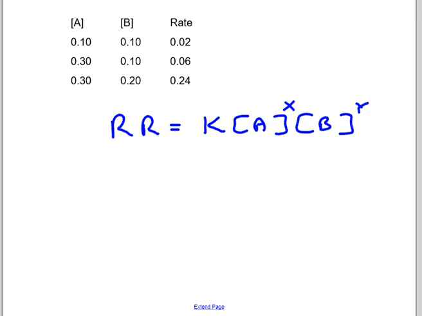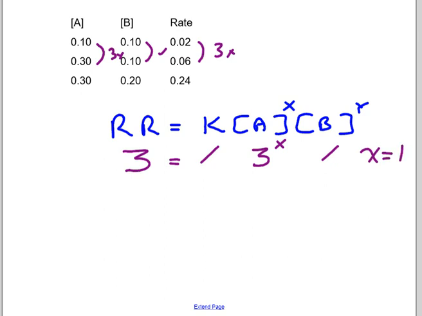Looking for a case where only A is changing, I can see A changes from 0.1 to 0.3. That's an increase of 3 times when B stays the same. The effect on the rate to go from 0.02 to 0.06 is also 3 times. So my rate increases by a factor of 3 when K stays the same, when A increases by a factor of 3 to some value x, and when B stays the same. 3 is equal to 3 to the power of x. X is going to be 1.